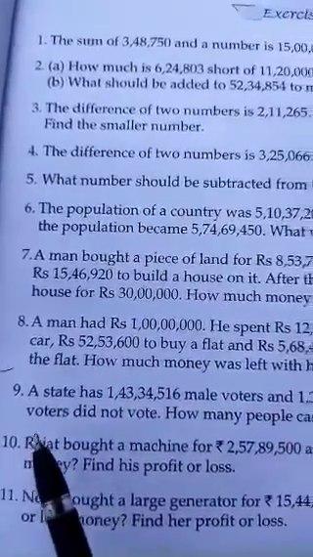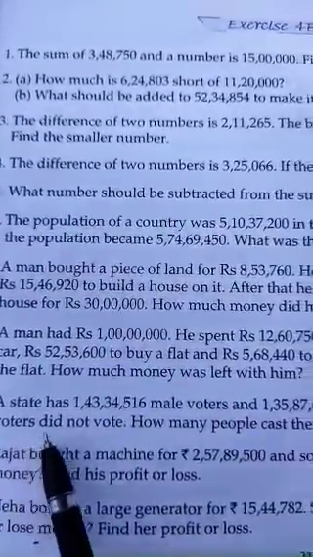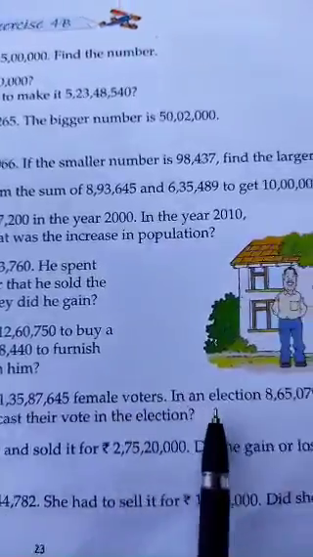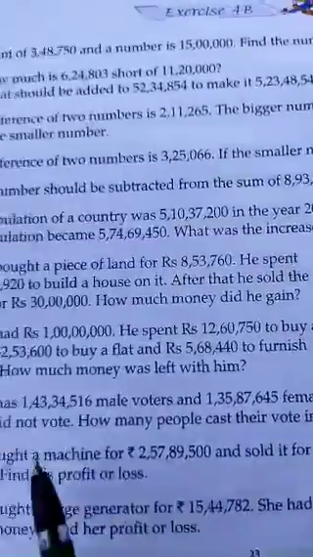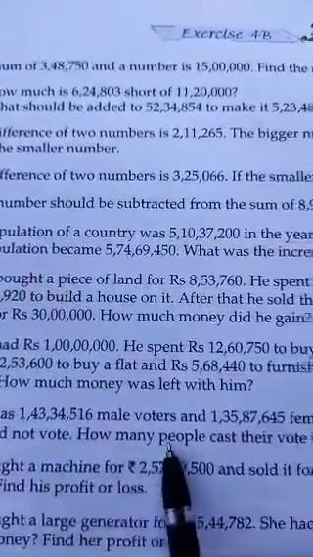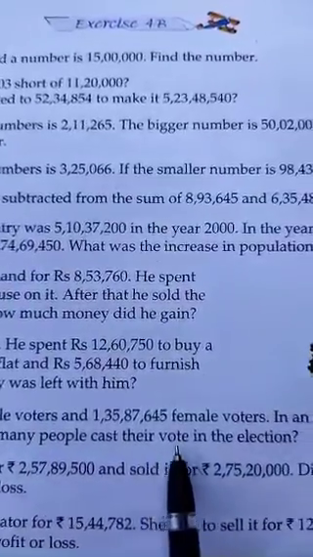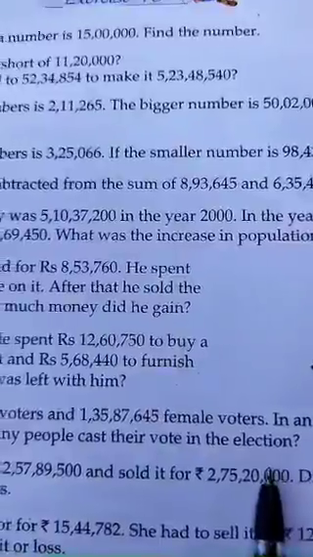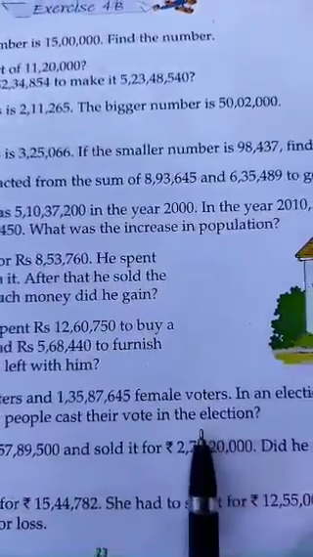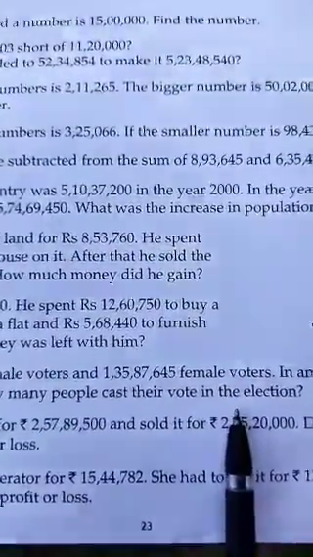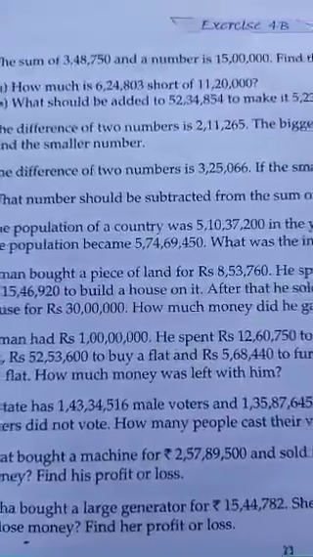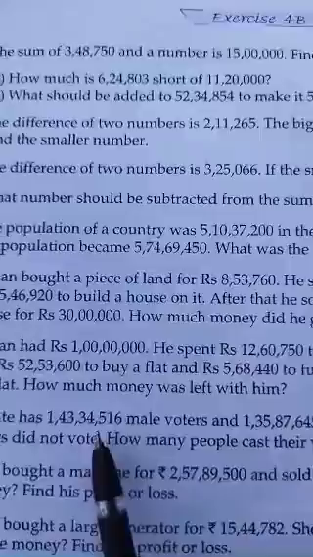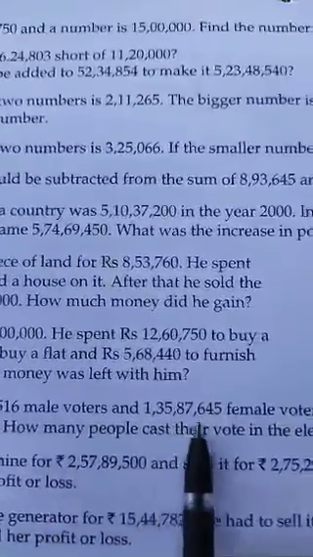Now coming on to question number 9. A state has this much male voters and this much female voters in an election. This much did not vote. How many people cast their vote in the election? So this is also the same as question number 8. In this question also you have to add both male voters as well as female voters.